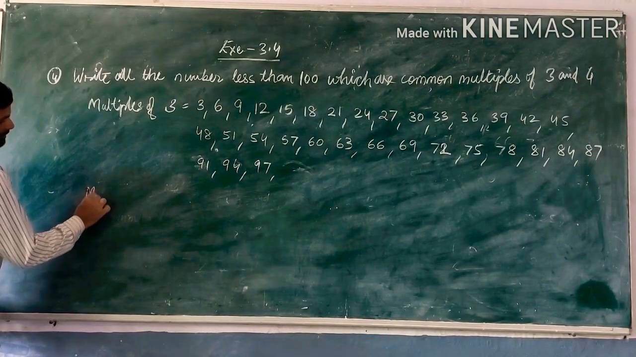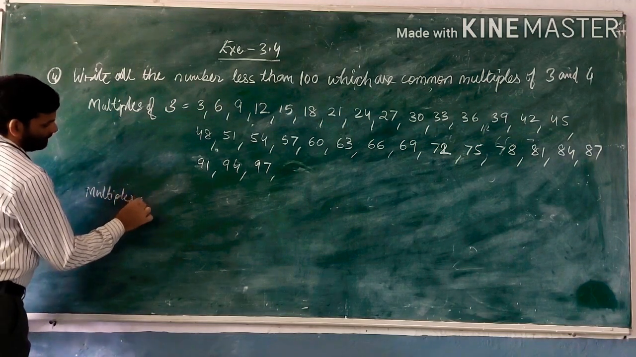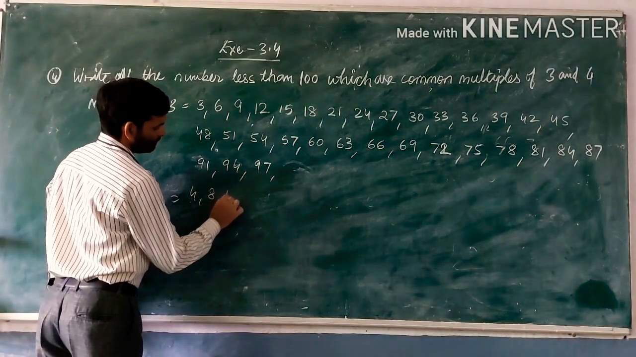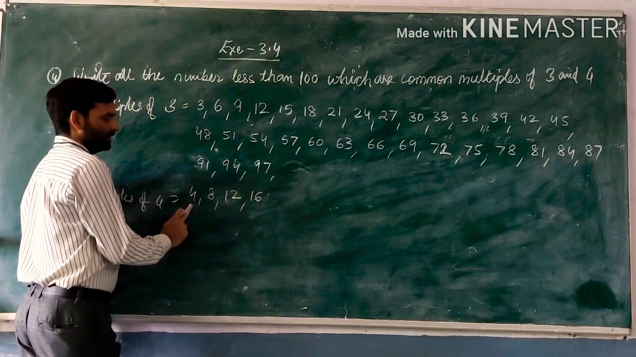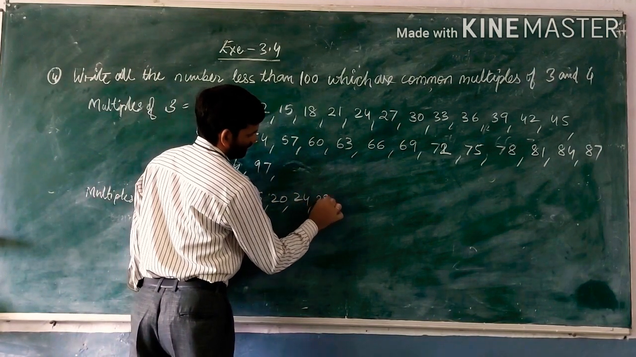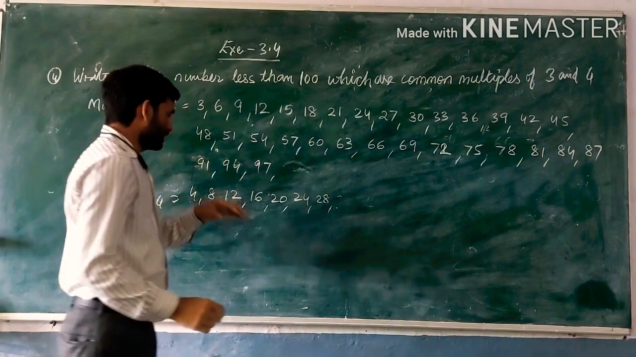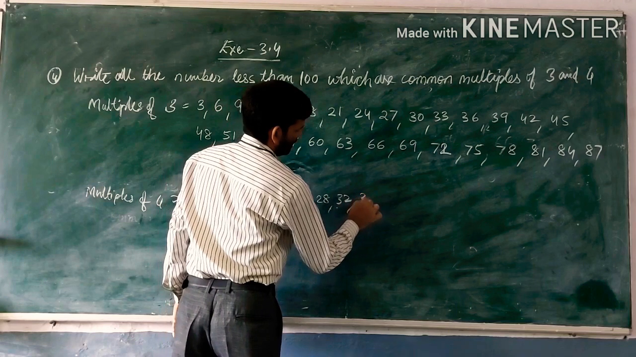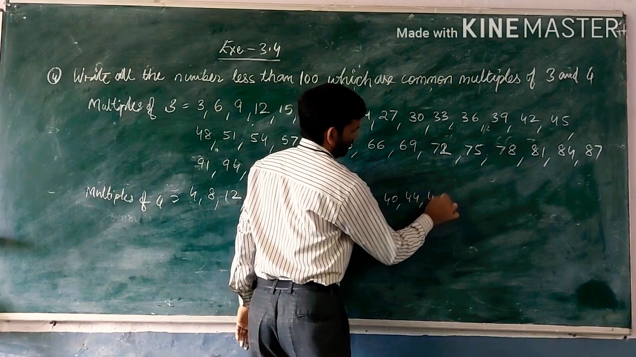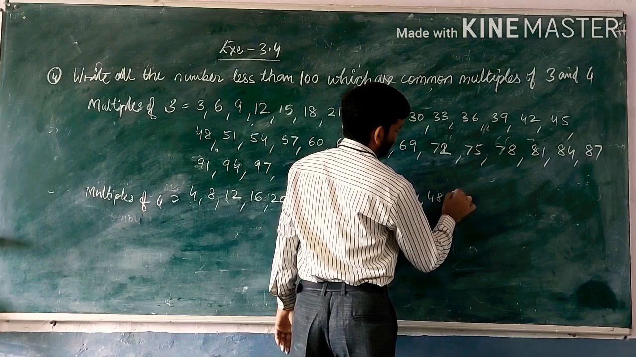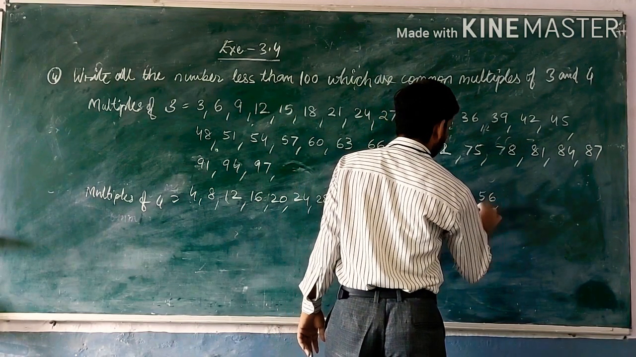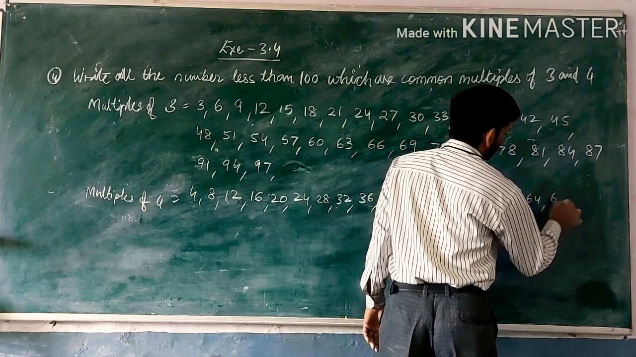Next is the multiples of 4 less than 100. 4, 8, 12, 16. This is the table: 4 1 is 4, 4 2 is 8, 4 3 is 12, 4 4 is 16, 20, 24, 28, 32, 36, 40, 44, 48, 52, 56, 60, 64, 68, 72.